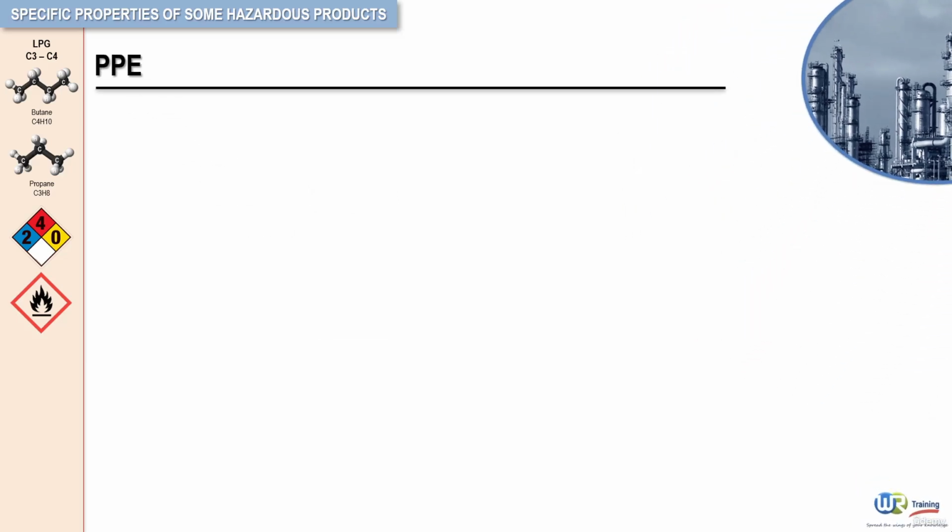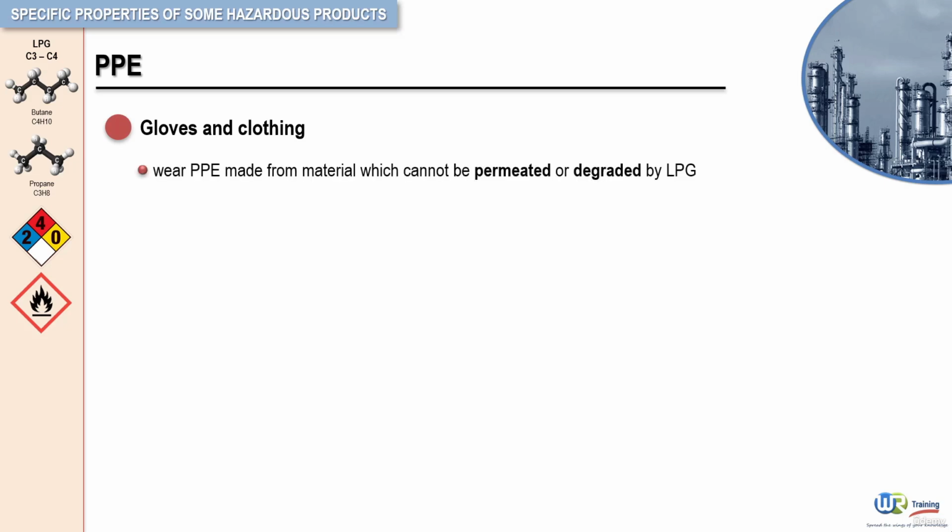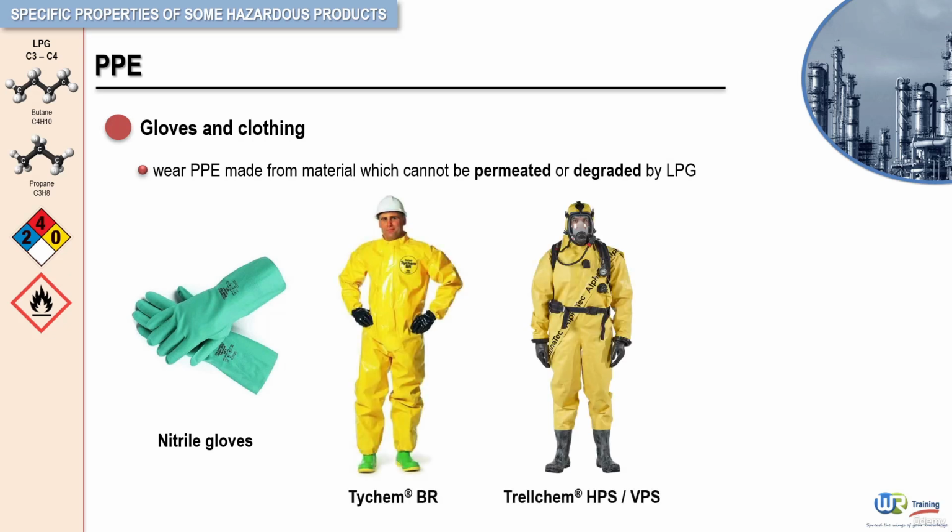The following recommendations are only guidelines and may not apply to every situation. First, avoid skin contact with liquefied petroleum gas. Wear PPE made from material which cannot be permeated or degraded by this substance. In this regard, safety equipment suppliers and manufacturers can provide recommendations on the most protective glove and clothing material for your specific operation. Keep in mind, however, that in general, safety equipment manufacturers recommend nitrile as a glove material for hydrocarbons, Tychem BR, Trellchem HPS and VPS or the equivalent as protective clothing materials.